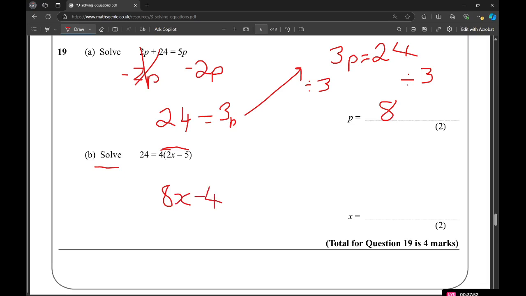Okay, that's going to be equal to 24. I'm going to add 40 to both sides to balance each side respectively. Okay, 24 plus 40 equals 64. So 64 equals 8x. 8x means 8 times x.